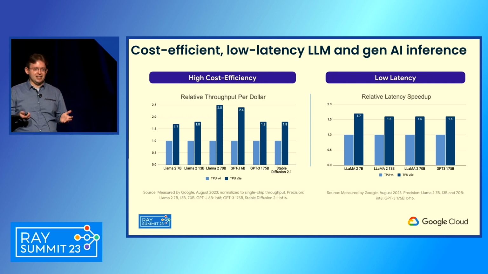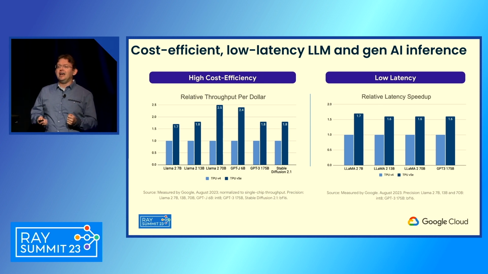And of course, as AI developers, we care both about throughput and latency because we want our AI applications to be very responsive for our users. And so in latency, v5e achieves up to 1.7 times the speedup compared to Cloud TPU v4.